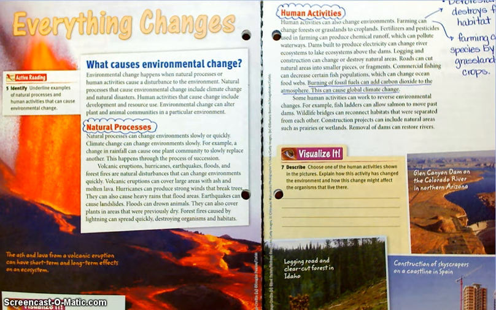First of all, depending on what natural process you're talking about, the change can either happen slowly or it can be very quick. Climate change, which is kind of a special case, because it can be listed both as a natural process and under human activities. Climate change changes environments very slowly. Remember, climate is basically your weather patterns over a long period of time.